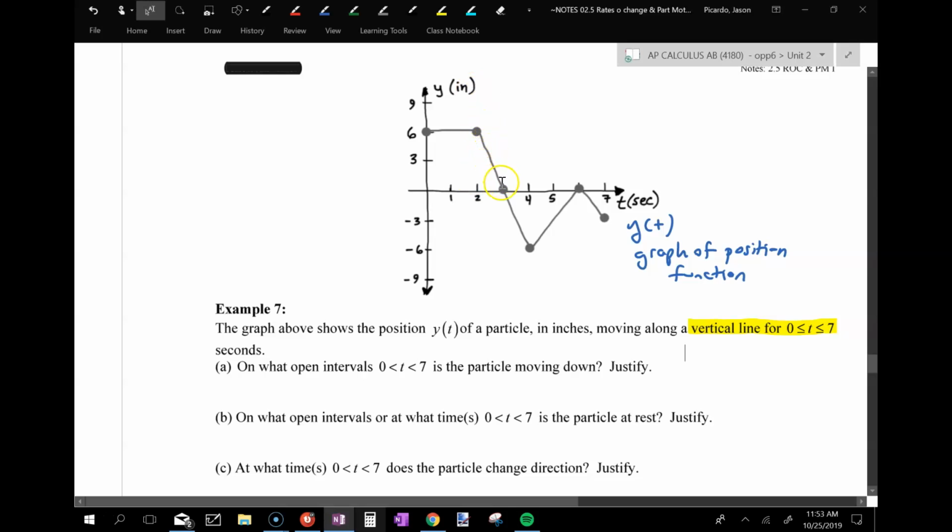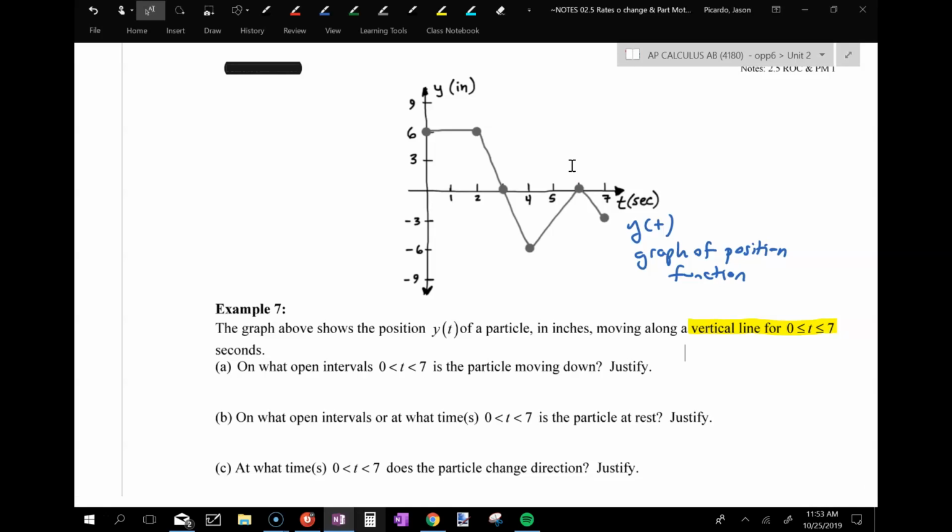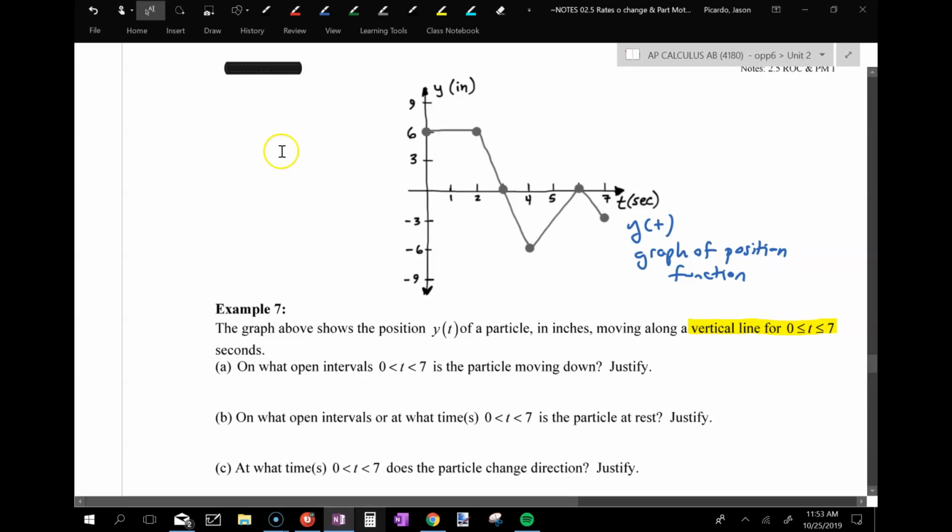Then the particle started moving down, and it moved down for a time of how long? 2 seconds, from time 2 to time 4, right? And it moved from position 6 down to position -6, right? Then it raised itself up to position 0. That took 2 seconds. And then it went back down to position -3, and that took 1 second. Okay, so can we visualize what the particle's doing, right? Particle's staying, going down, going up, going down. Cool?